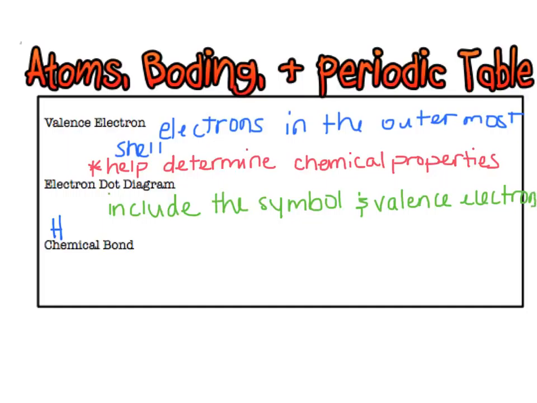So how many valence electrons does hydrogen have? When we look at hydrogen, we know it has 1 valence electron. An example of an electron dot diagram would be hydrogen, the symbol with just a dot next to it. And it needs to be to the right. We'll talk about that in a little bit, why it goes to the right.